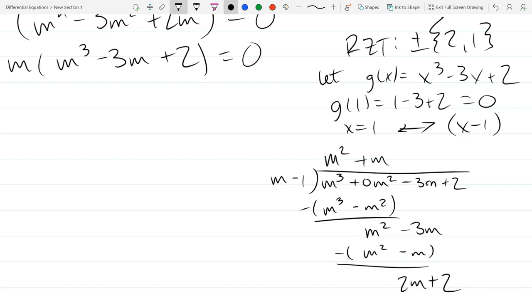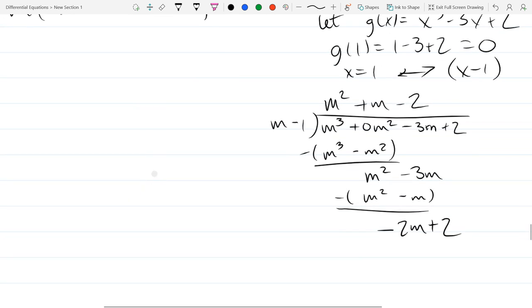There's definitely a mistake somewhere. With adding the 1 to the negative 3m, wouldn't that give you negative? Yes, definitely. So now we get negative 2 and everything should work out.